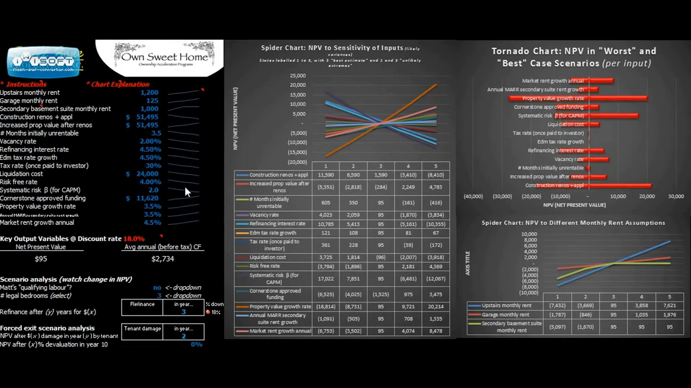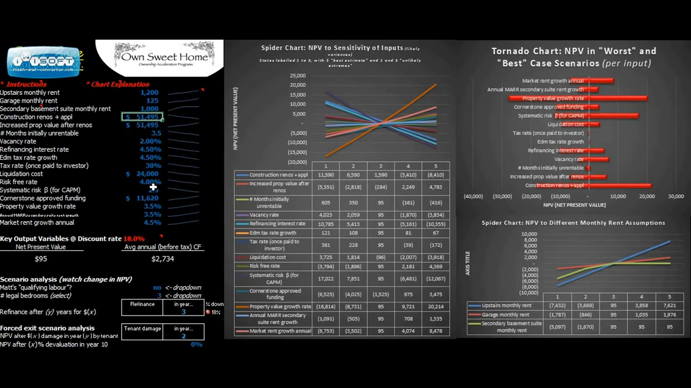These here are called spark charts. They're not super useful in terms of figuring out exactly what's going on, but they are useful in figuring out the nature of the relationship. For example, construction rentals: the lower this number, the lower the cost of my rentals initially, the higher my NPV is going to be. So it just helps you with the nature of that relationship.